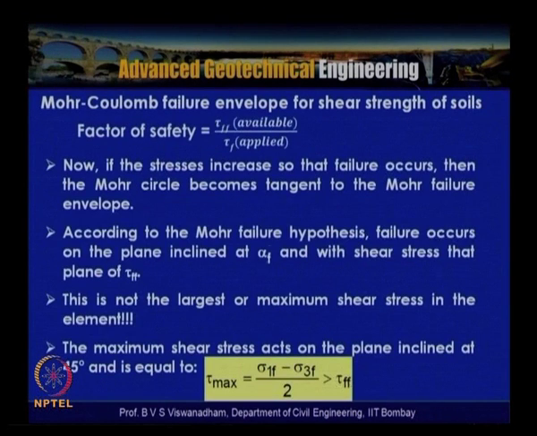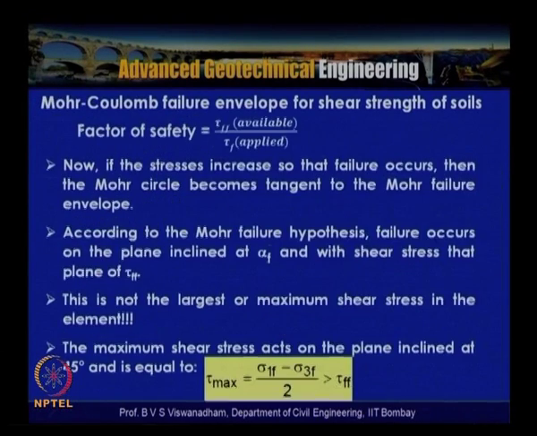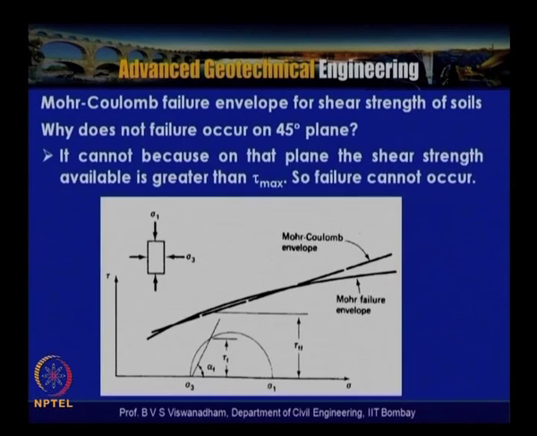So if you look at this point, this is (sigma 1 minus sigma 3) by 2, and it is acting on the plane which is inclined at 45 degrees here. So it is not on that plane. So the maximum shear stress acts on the plane inclined at 45 degrees and is equal to (sigma 1 f minus sigma 3 f) by 2, which is actually greater than tau ff, which we have just now discussed.